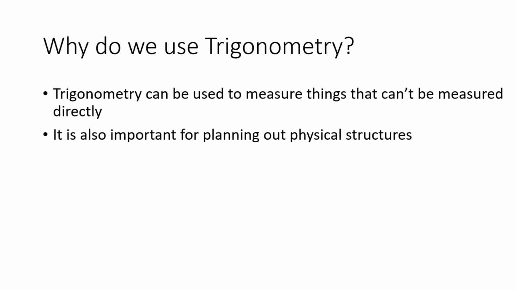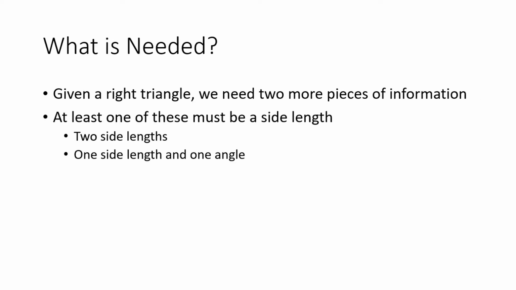A second thing that trigonometry is also useful for is in planning out physical structures. So for example, if you are an architect or a carpenter or an engineer and you want to have a certain set of dimensions to a structure that you are designing, first of all, you can use trigonometry to determine if that set of dimensions is even possible. And then you can also set the dimensions that you want to control and use trigonometry to figure out what the other dimensions will be, the ones that you haven't set.